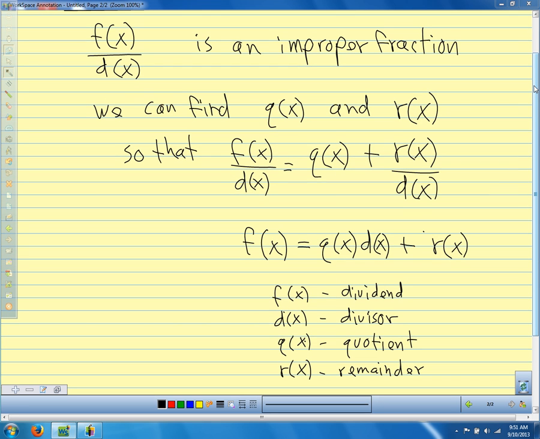So the division algorithm guarantees us if we have an improper fraction of polynomials, we can always do our division and find these other polynomials, the quotient and the remainder. That's what it guarantees us. So let's go through another long division example, and then talk about synthetic division.